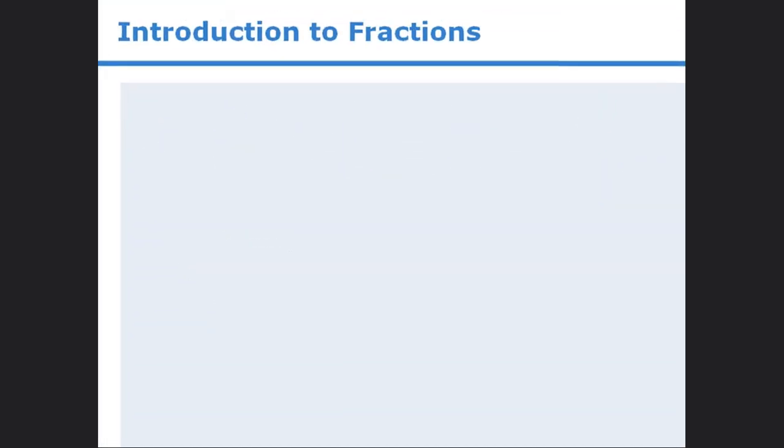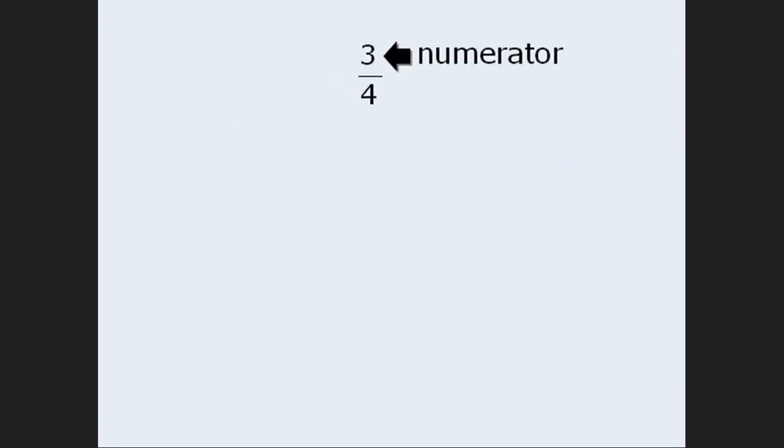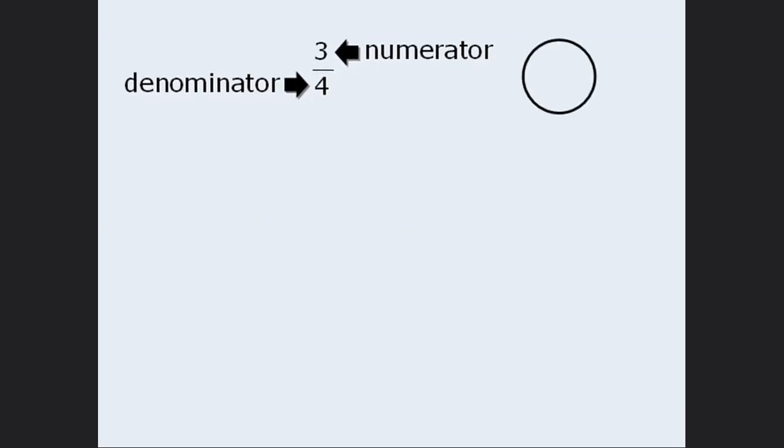Alright, now let's take a closer look at fractions. In the fraction 3/4, the number on the top is called the numerator and the number on the bottom is called the denominator. Now, one way to look at fractions is to think of them as parts of a whole. For example, if we take this circle and divide it into four equal pieces, then each piece represents 1/4 of the entire circle. So three of these pieces together represents the fraction 3/4.